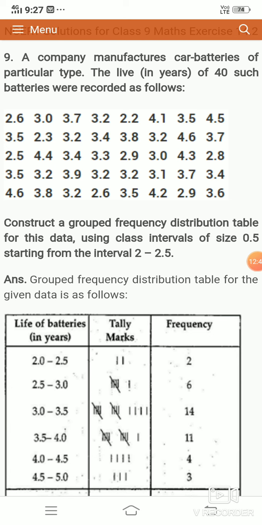Here just check the maximum number. The maximum number is 4.6, so it should go up to 5. So you should write the first column, life of battery: 2 to 2.5, 2.5 to 3, 3 to 3.5, 3.5 to 4, 4 to 4.5, 4.5 to 5, like that, right? After that, write the tally marks and the frequency, right?